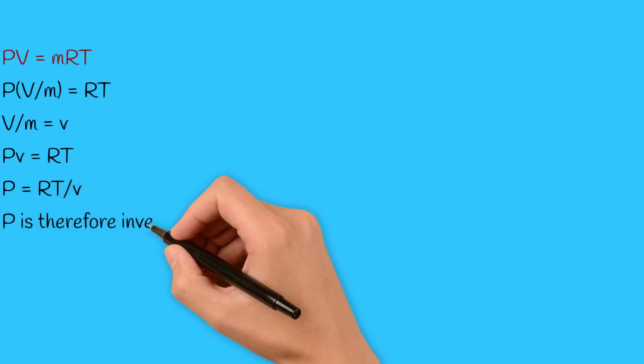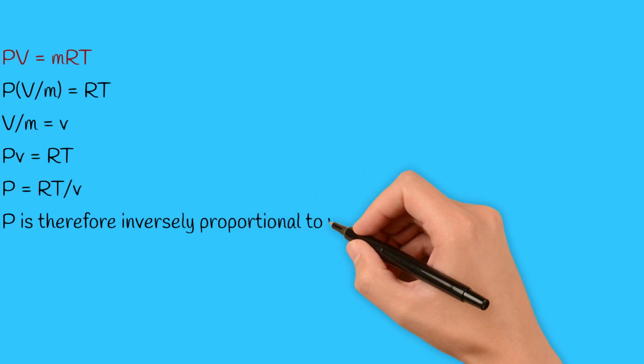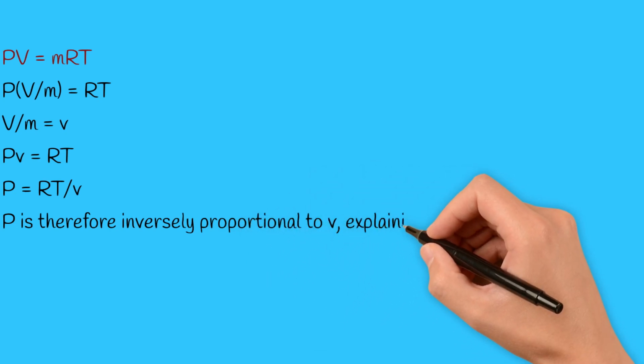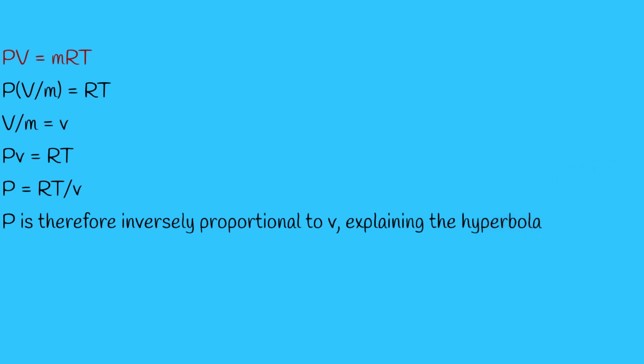Through some algebraic manipulation, we can see that P is equal to RT over V, and as R and T are constants, because we're assuming it's isothermal, pressure is inversely proportional to specific volume, hence the curved nature of the graph.